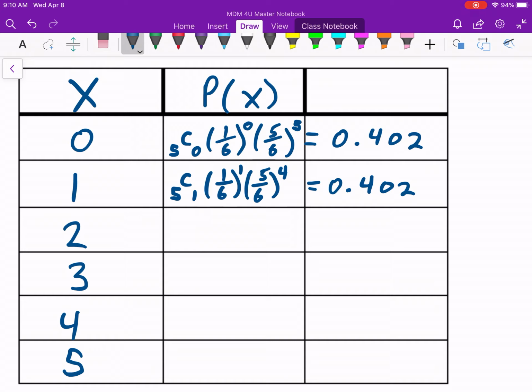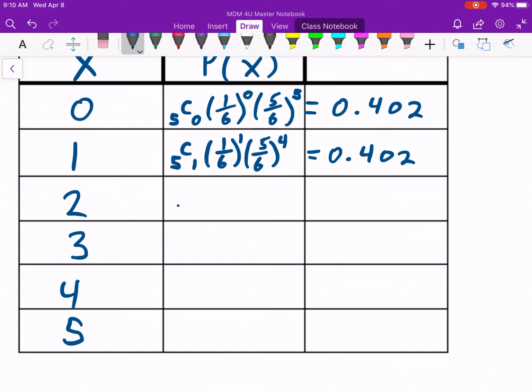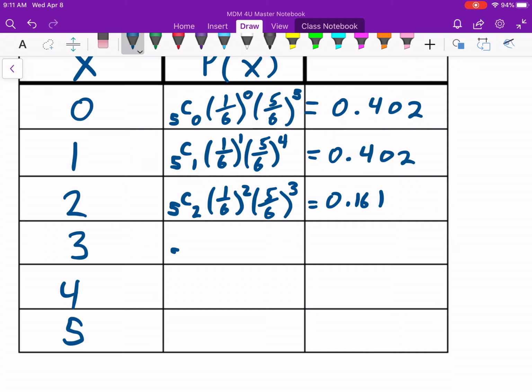And together they make up 80% of the overall probability. So we know that as we go up, we're going to have less and less likelihood of getting more pairs of doubles. All right, so let's just fill in the rest of it. 5 choose 2, 1/6 to the 2, 5/6 to the 3. And that one works out to 0.161. So the probability's dropped off significantly of getting 2 pairs of doubles.